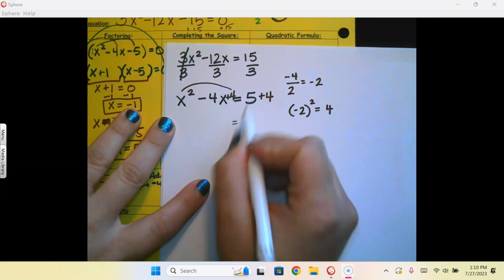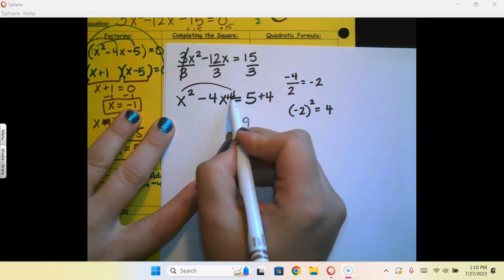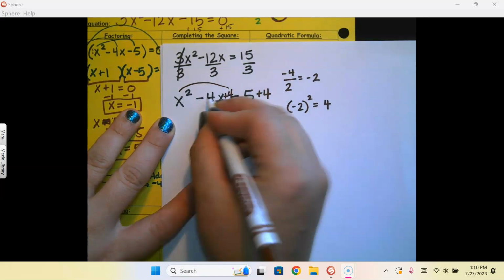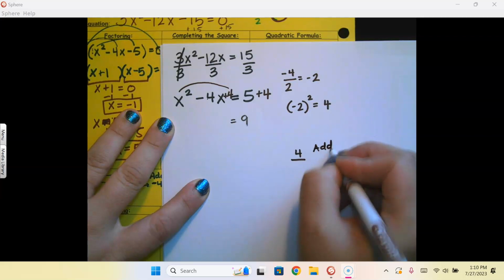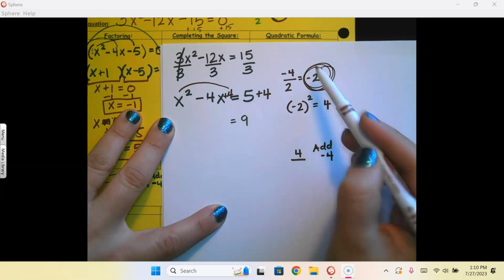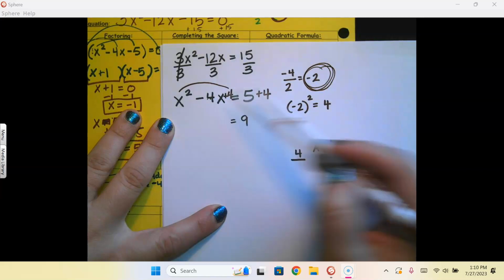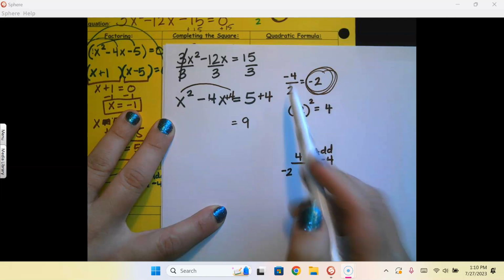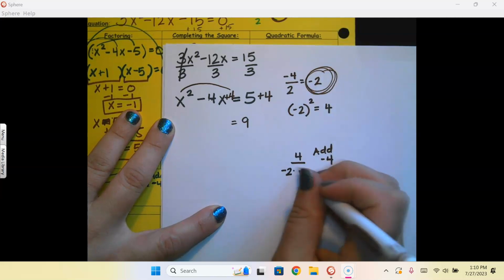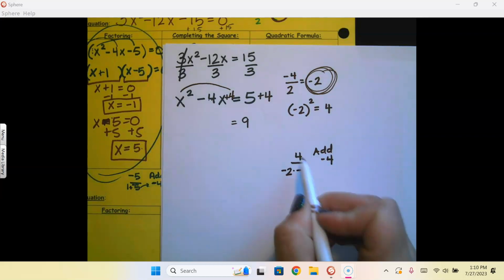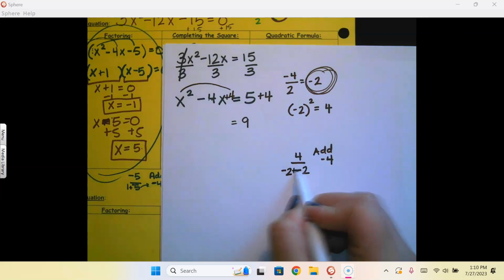So we're going to have 5 plus 4 is 9, and then we have to find what multiplies to 4 and adds to negative 4. Now, this will always be this number right here. When you take this b value and divide by 2, this will always work because we are completing the square to make it a perfect square. So negative 2 times negative 2 is 4, and they add to negative 4. So again, it will always be this number here.